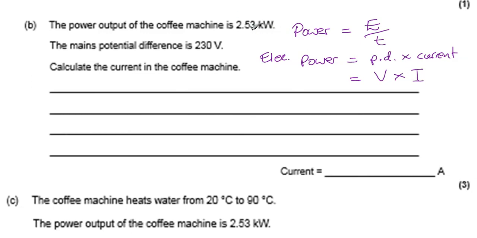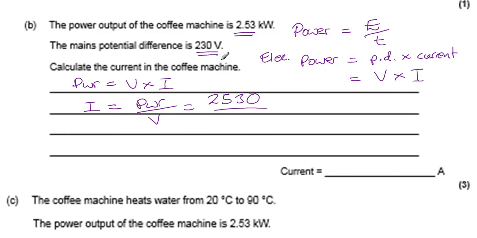Now they've given you here a power in kilowatts. They've given you a PD of 230. Work out the current. Okay, well, we've got that power is V times I. Rearrange that. Current is going to be power divided by PD. So the power is 2.53 kilowatts, so you can write that as 2530 watts. The PD is 230. Put those two together, 2530 divided by 230, and we get a current of 11 amps.